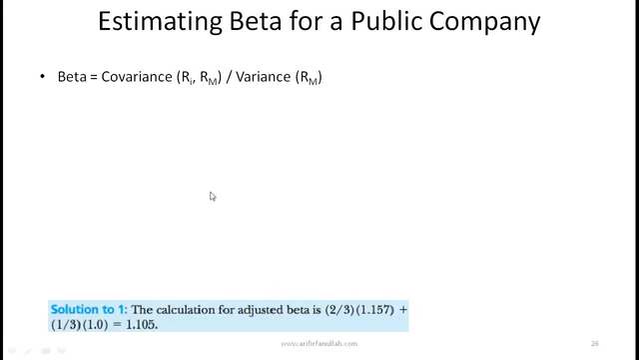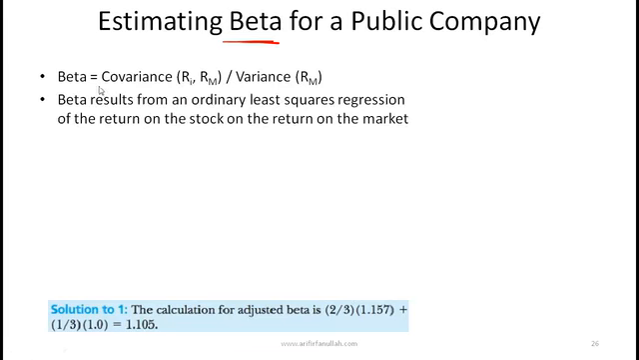How do you estimate the beta for a public company? Since CAPM uses beta, we need to figure out the beta. One way of coming up with the beta is to say it's the covariance of the returns of the stock versus the return of the market divided by the variance of the market returns. The other way of looking at it is that beta results from an ordinary least squares regression. That's the regression that we did in quant, of the return on the stock against the return on the market. If some of you joined late and have not done quant yet, it's not a big deal. You don't really need quant to be able to do all this.